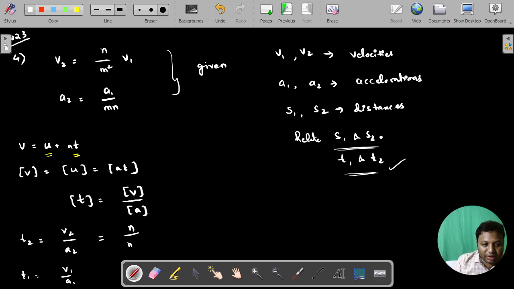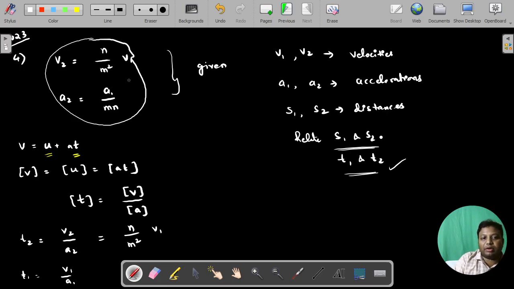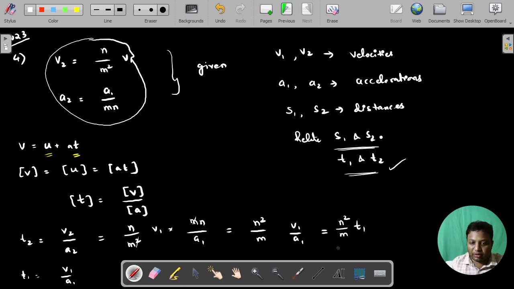N by m square V1. I am referring to these. Okay, we are using the given relations here. N by m square V1, 1 by A2 means we have to reverse it, mn by A1. Okay, m and m get cancelled, so we are left with n square by m, V1 by A1. So we know very well V1 by A1 means T1, so it is n square by m into T1.